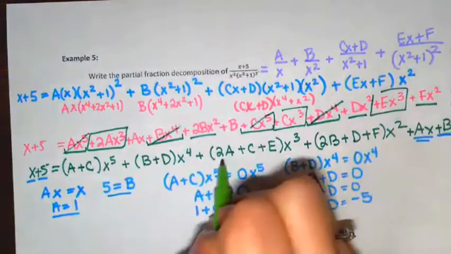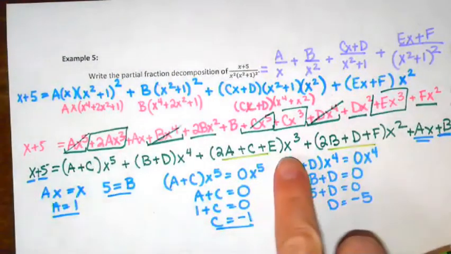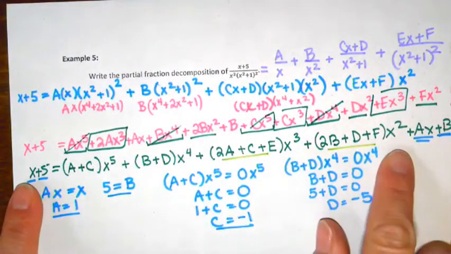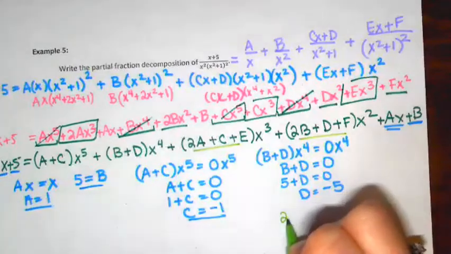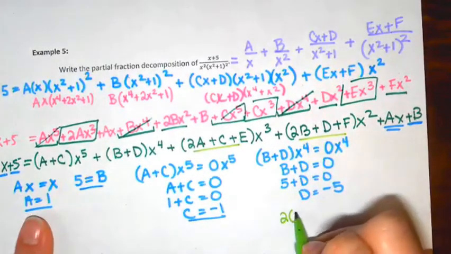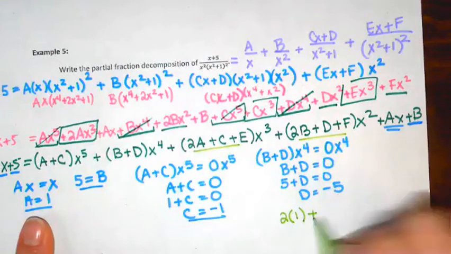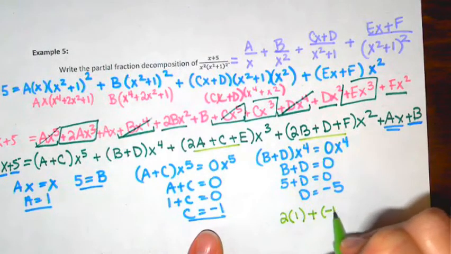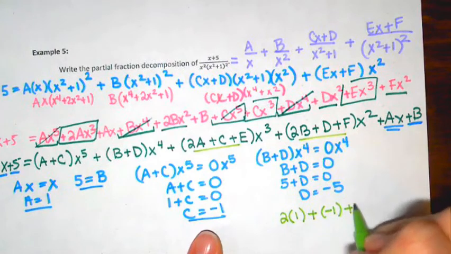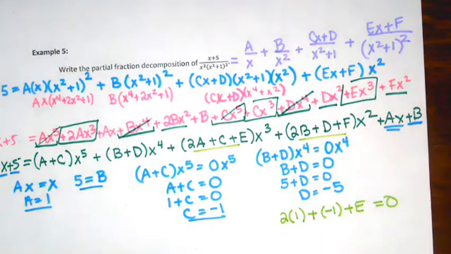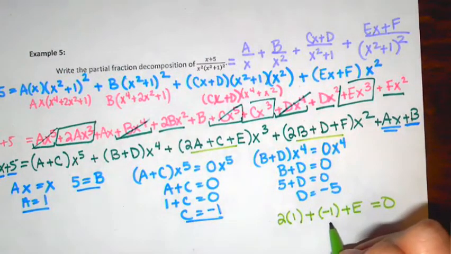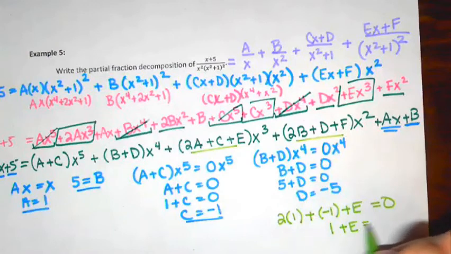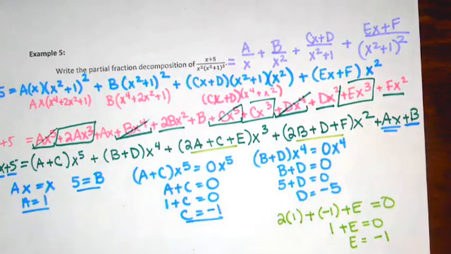Well, here's e and here's f. And if you look at x cubed, again, there's no x cubed and no x squared, so we're just going to set these all equal to 0, won't we? So we have 2 times a, which is 1, plus c, which is -1, plus e equals 0. I skipped the x squareds because we know they're going to be 0. 2 times 1 is 2, 2 minus 1 is 1, plus e equals 0. So e equals -1.